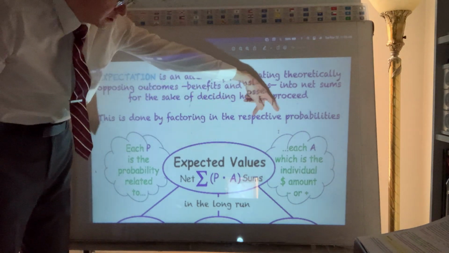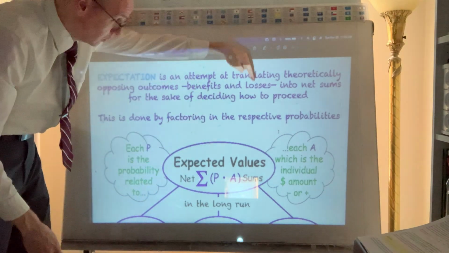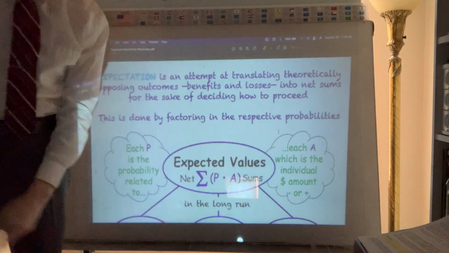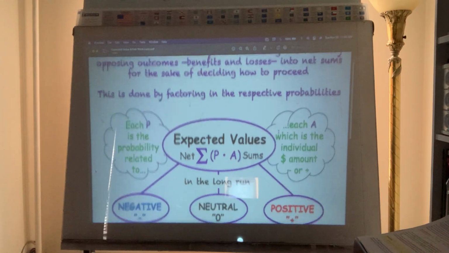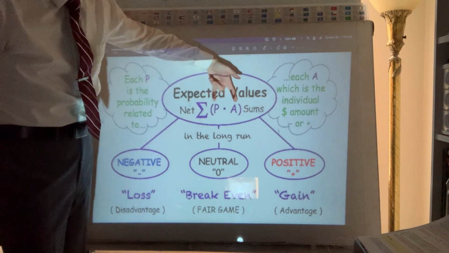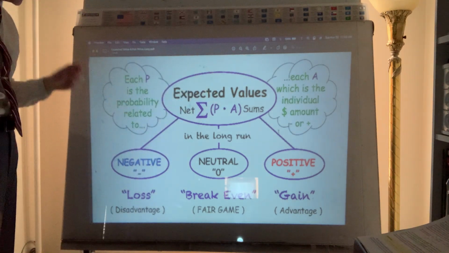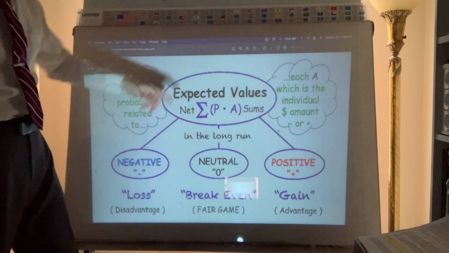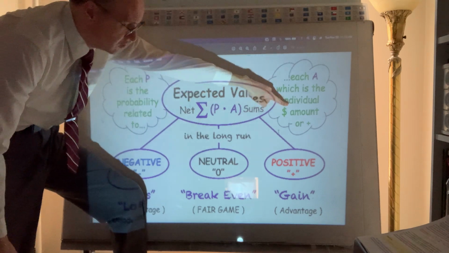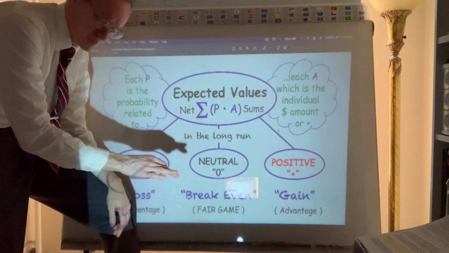This is done by factoring in respective probabilities: the probability of benefits and the probability of losses. These are opposing outcomes. Now this is the general formula, if you will. Sigma, and then in parentheses, probability times an amount. Each P is the probability related to each A, which, if it's about money, a lot of times is the individual dollar amount, which you'll have to translate. It isn't explicitly stated what is negative and what is positive.